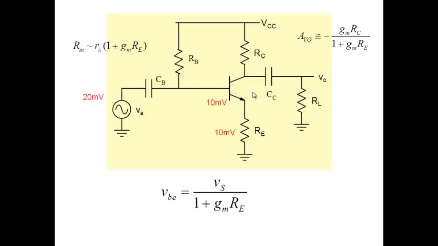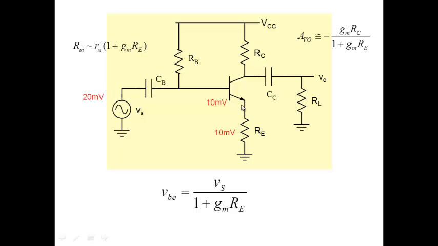Now this is where something new comes in. The traditional picture would be that when you apply 20 millivolt here and you get 10 millivolt across here and 10 millivolt across here, the harmonic distortion which would be present would be because of this 10 millivolt, and therefore it would be 10%.